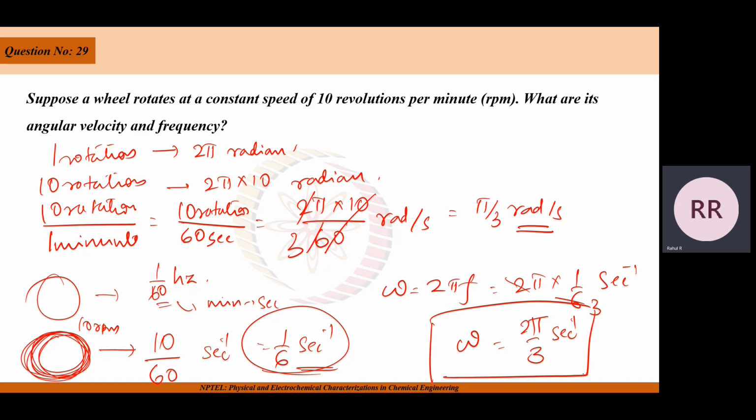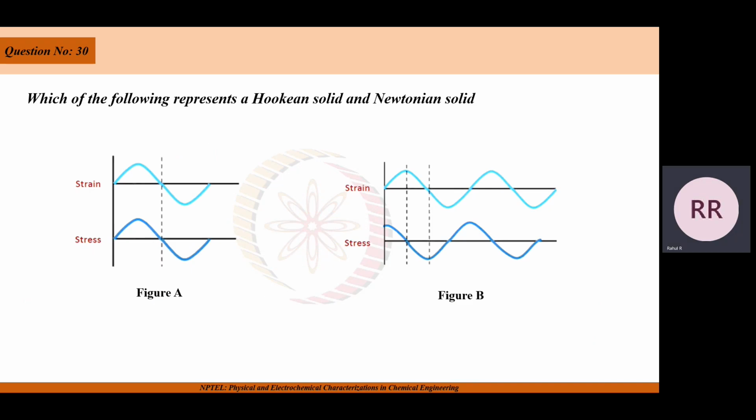So I hope this is clear to you. This is a very simple numerical that everyone can solve very easily. If it's clear, now let's move on to the next question. Which of the following represent a Hookean solid and a Newtonian solid? One represents a Hookean solid and the other represents a Newtonian solid. Just think about this for a while, then I'll discuss the answer with you.